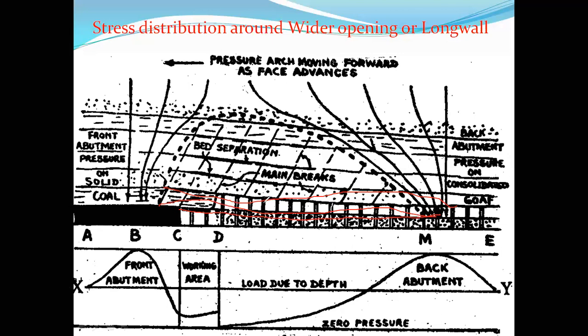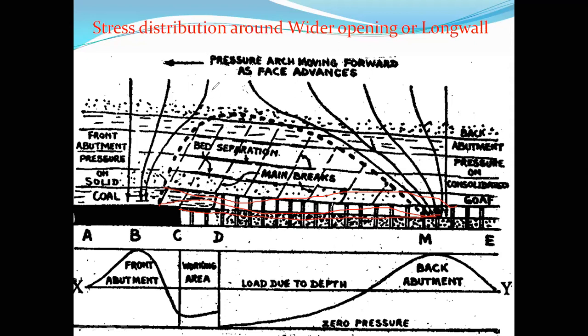If this portion, the overhanging beam due to the overlying strata, is not caved or broken down into the goaf area, then excess pressure will be acting on the faces. So this has to be collapsed to release the pressure.